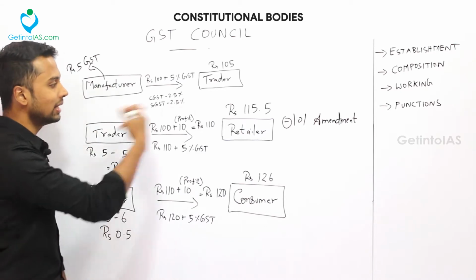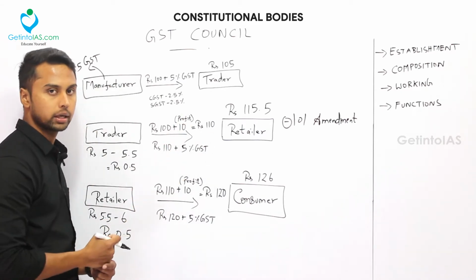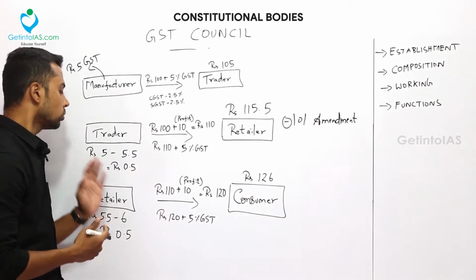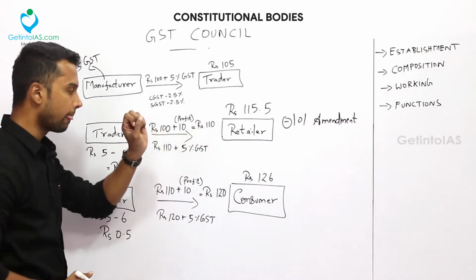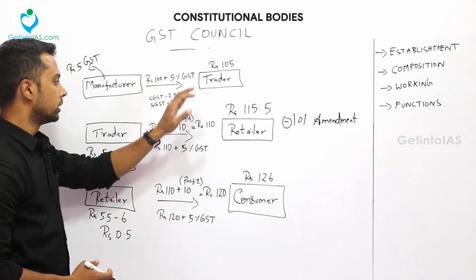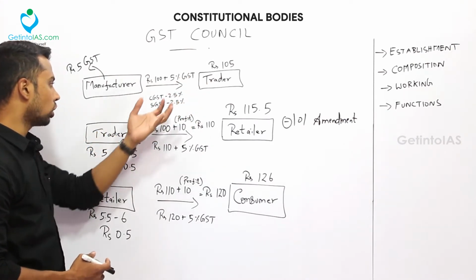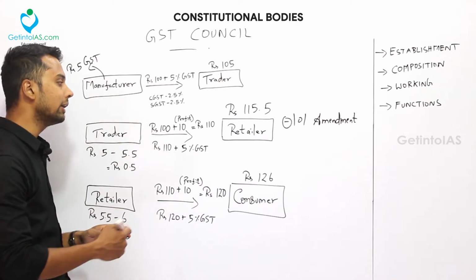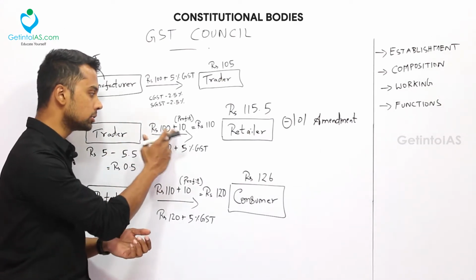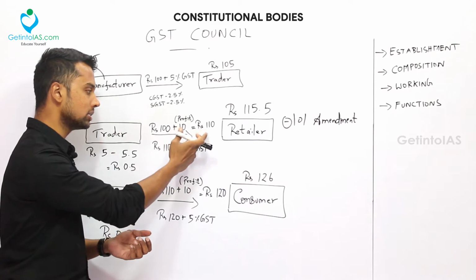Now when the trader is selling to the retailer, he wants some profit, right? So he will add some more money. Leaving the GST aside, the trader has got the good at the price of 100 rupees from the manufacturer. Now he will add some profit. He wants 10 rupees profit. So the price is 110.